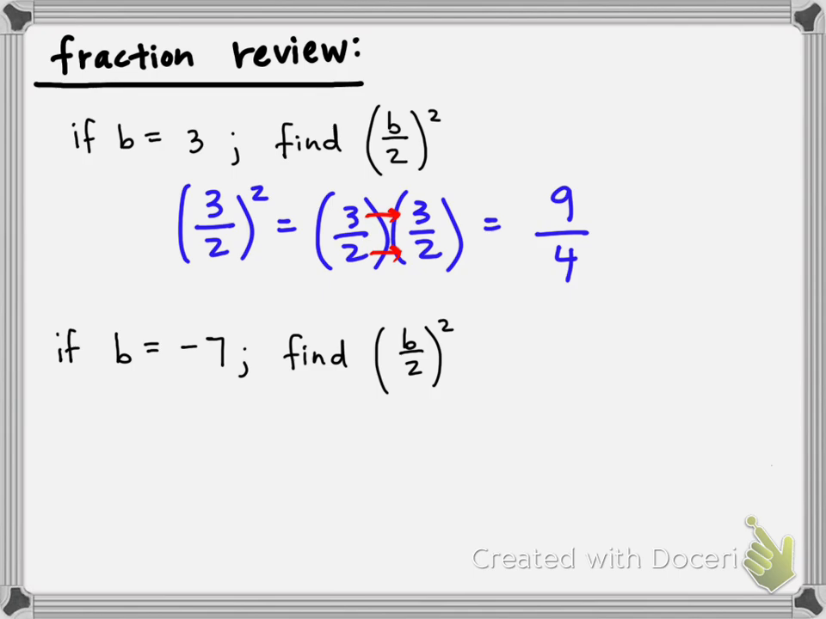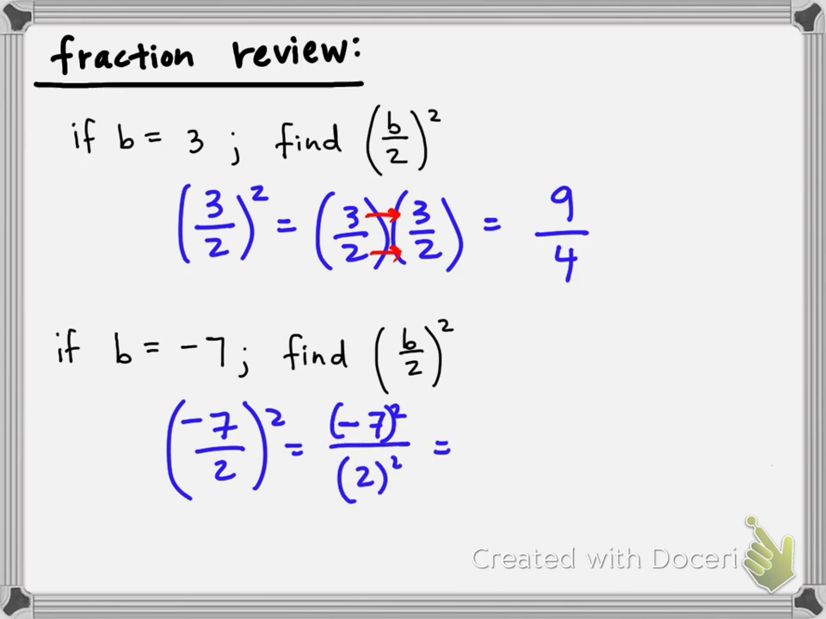Again, I have b is equal to -7, and I'm asking you to find (b divided by 2) quantity squared. So we're going to take -7, divide that by 2, square it. If you don't need to show the step of repeating the fraction, don't do it. You can also think of squares like this: you have (-7) quantity squared divided by 2 quantity squared. That's applying your exponent properties. And you get 49/4.